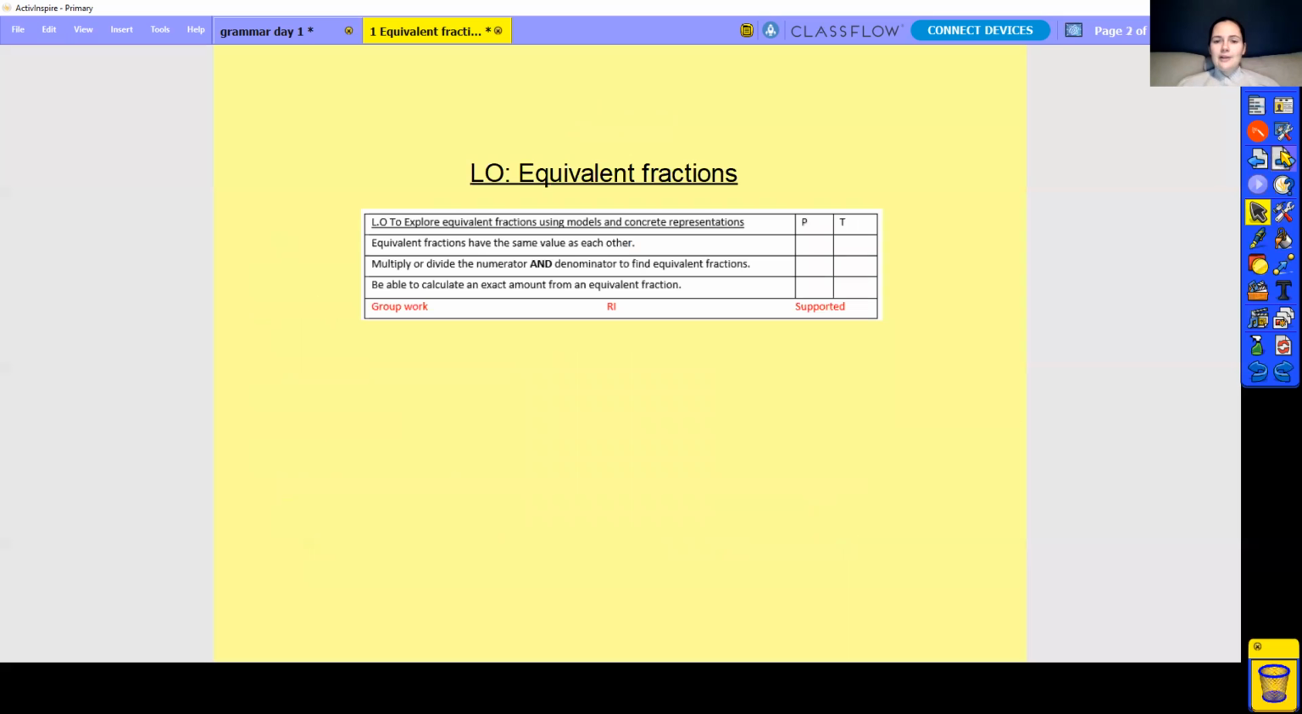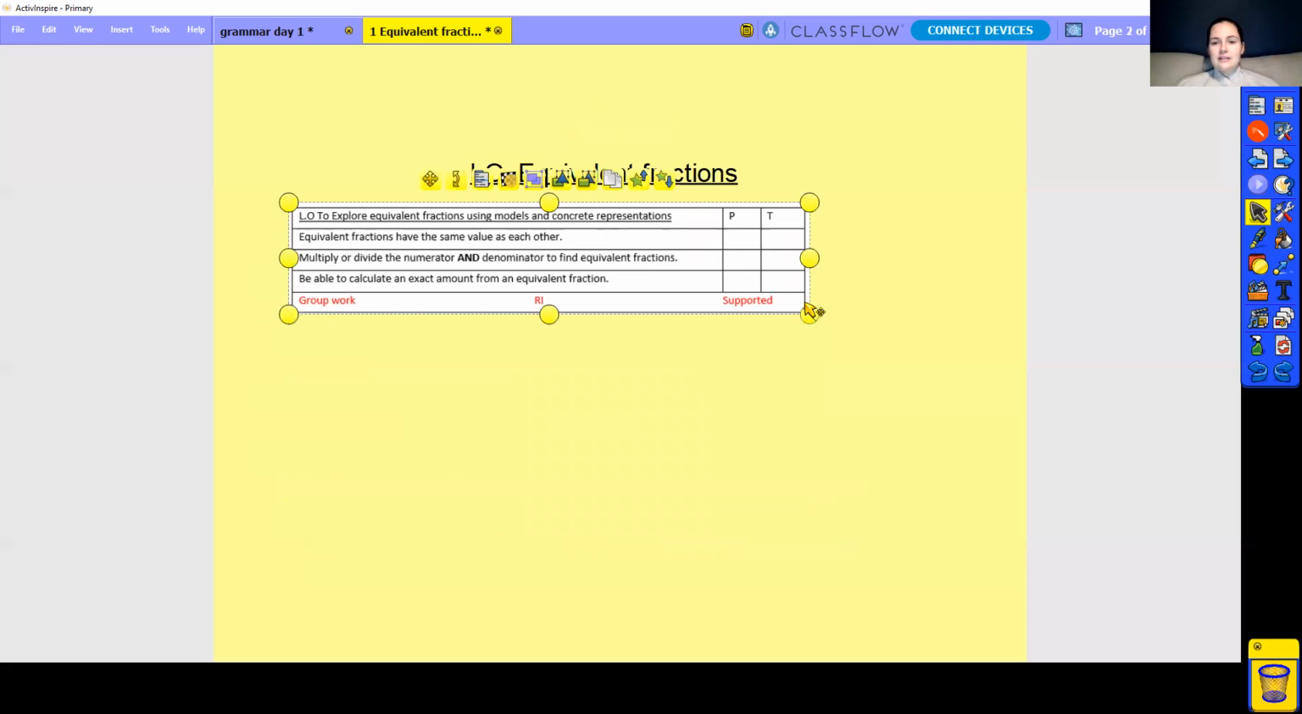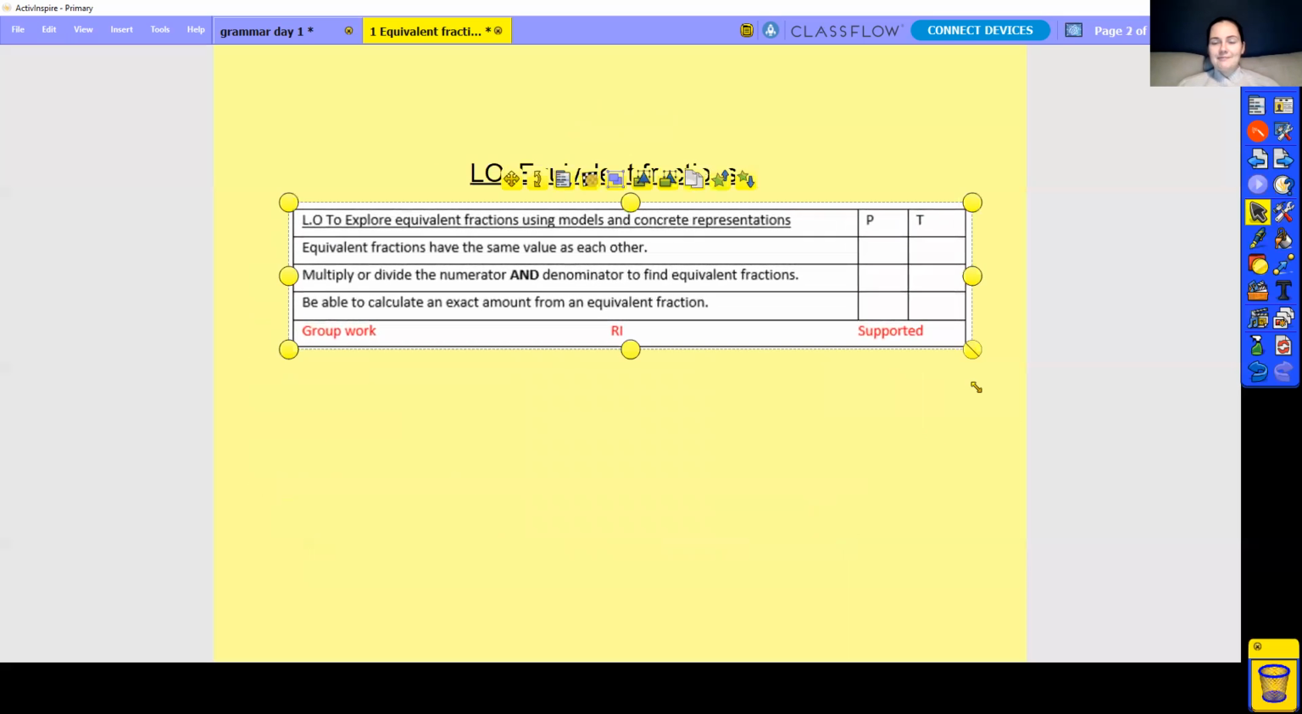So today we are looking at equivalent fractions. Let's make that bigger so you can read it. So we're exploring equivalent fractions using models and concrete representations. So we're looking at equivalent fractions have the same value as each other. So equivalent fractions are equal, they have the same value, okay?